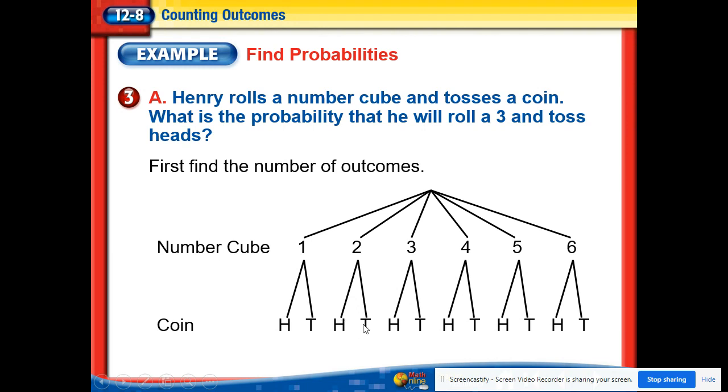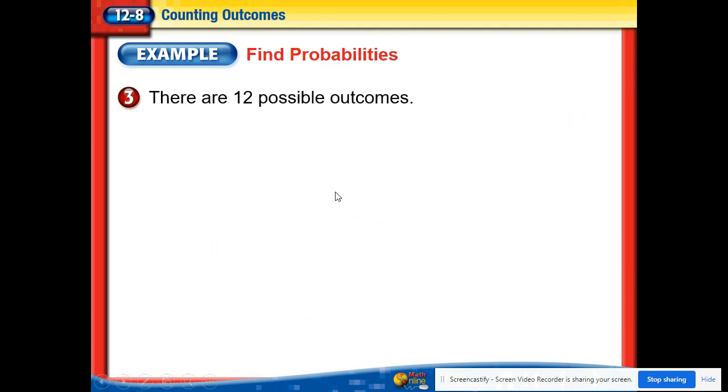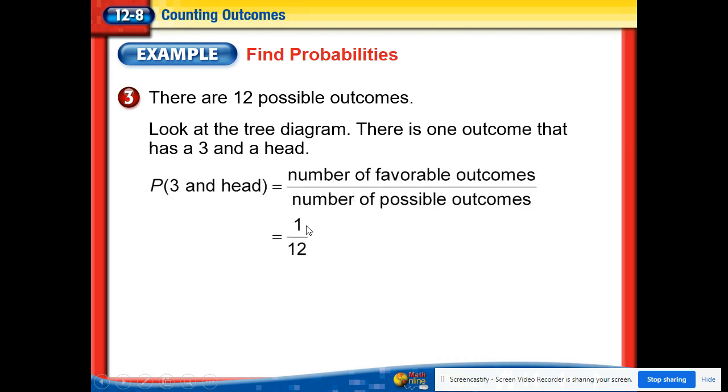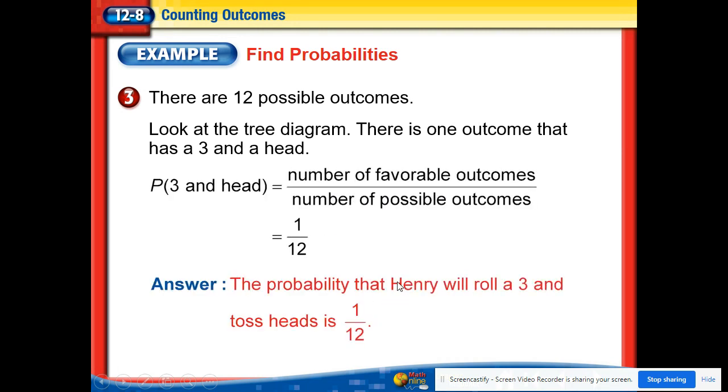A 2 has a heads or a tails. 3 has a heads or a tails. And we can go through all of this. Notice by counting up all the different possibilities on the bottom here, 1, 2, 3, 4, 5, 6, 7, 8, 9, 10, 11, 12. There's 12 of them. And how many of them are 3 and a heads? Well, only this branch with this 3. So it's 1 out of the total of 12. So there are 12 possible outcomes. There's only one that has the 3 and the heads, so 1 out of 12, which is our answer.